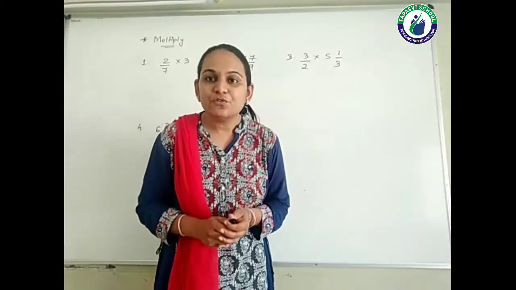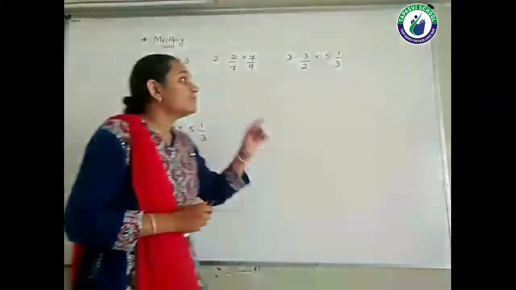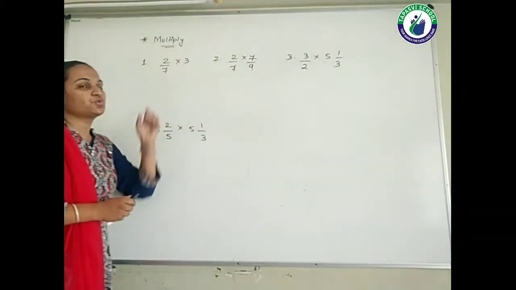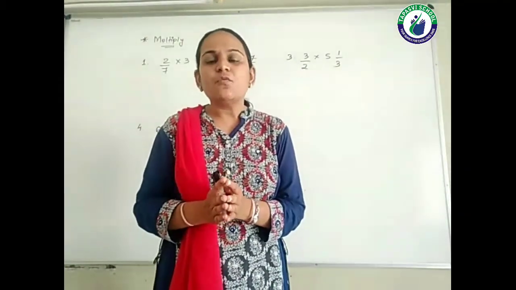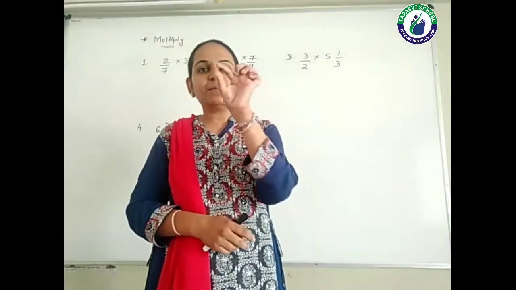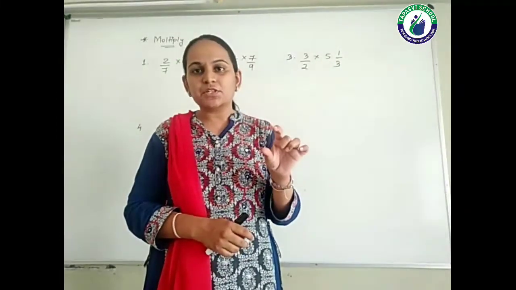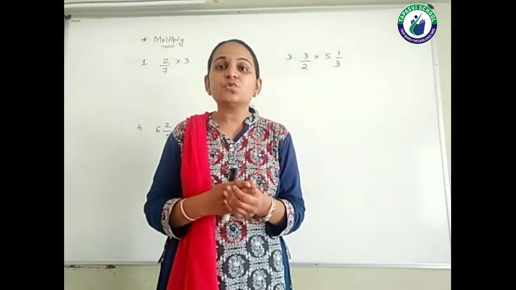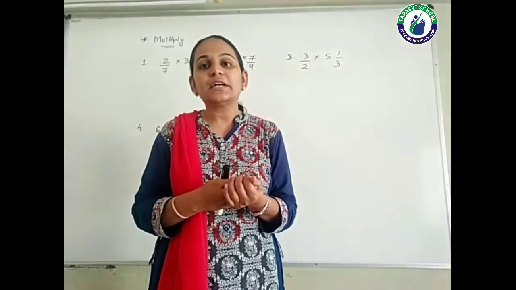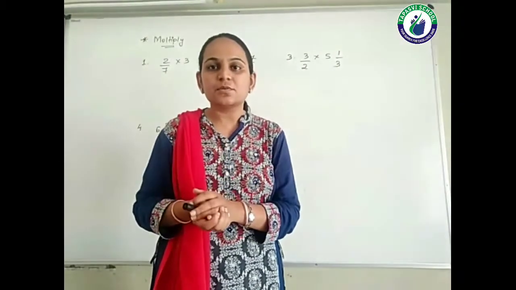Okay, students, now we are going to see the multiplication operation, right? First question is 2 by 7 into 3. See, multiplication is a very simple concept, students. What are you supposed to do in multiplication? Multiply the numerator value with the numerator, denominator value with the denominator, right? And in case any numbers can be divided or cut, then you can go through that part also, right?